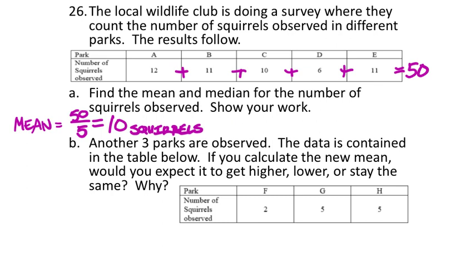But then it says to find the median. Okay, well, we just list these in order from least to greatest. At least that's the way I do it. So the least is 6, then 10. We got 2 11s and a 12. And the number right in the middle, I'm just going to show this process. I know with smaller amounts it may not be necessary for you, but I'm just going to show it anyways. Looks like the number right in the middle here is 11. So the median appears to be 11 squirrels.